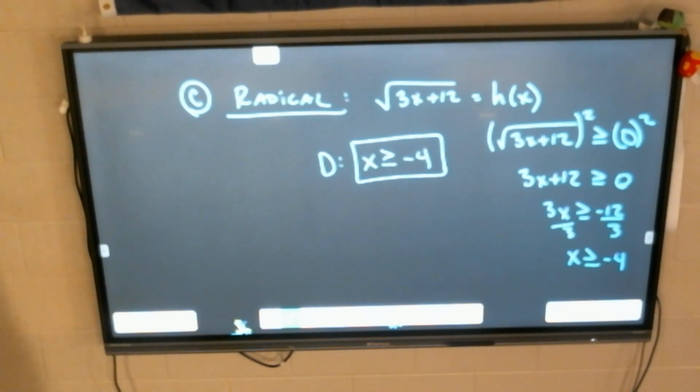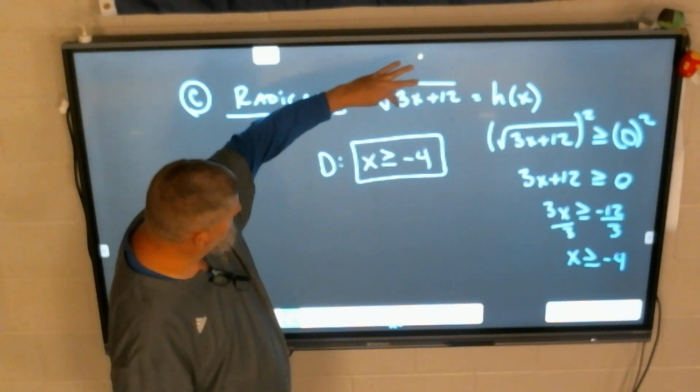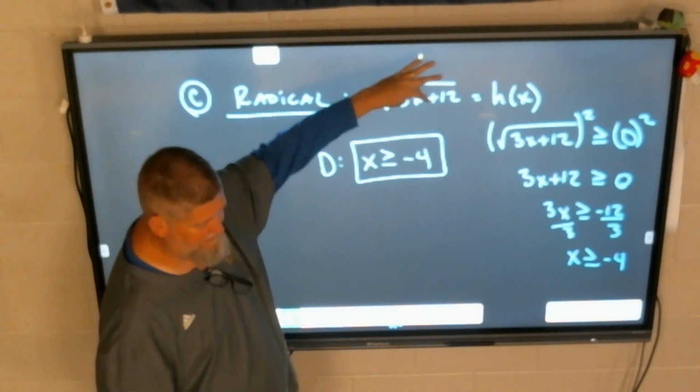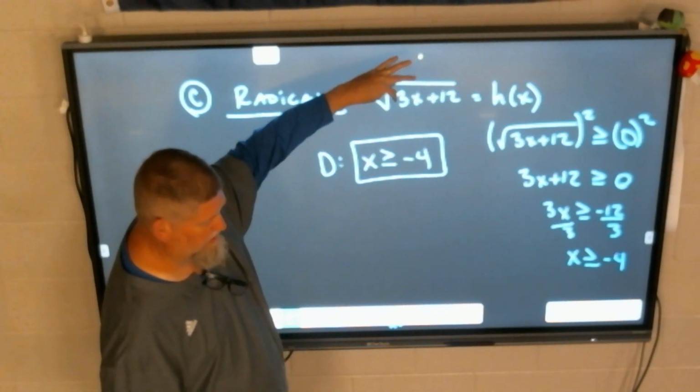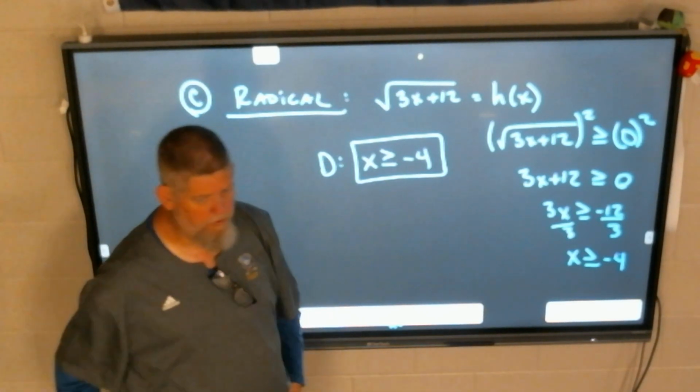And we can absolutely check it. If I put in negative 4, I get negative 12 plus 12 is 0. If I put in negative 5, I get negative 3 under the radical. Doesn't work. So my domain then is simply x is greater than or equal to negative 4.